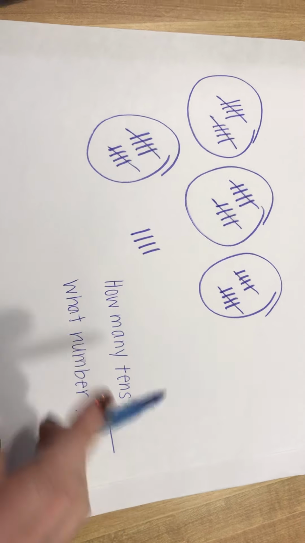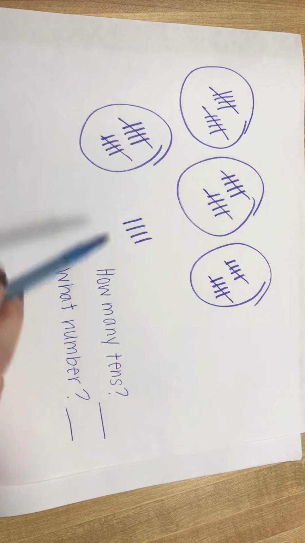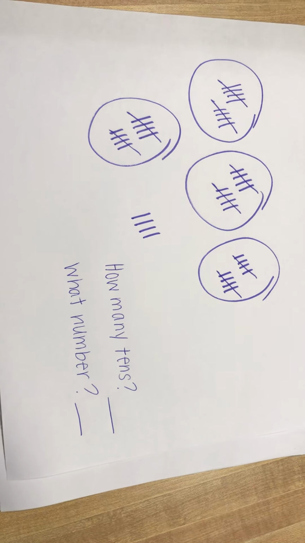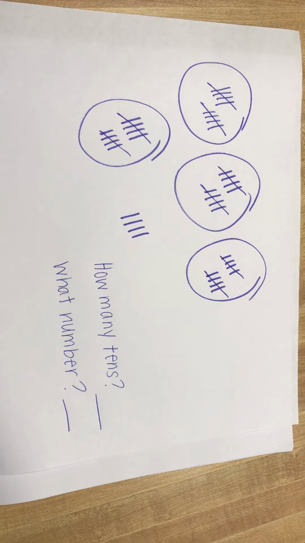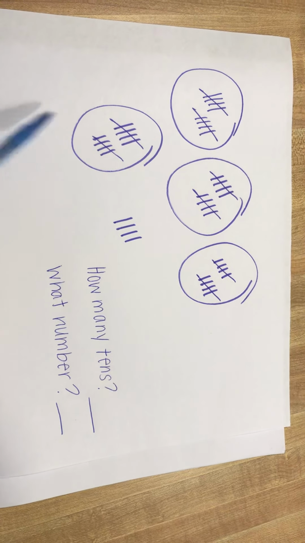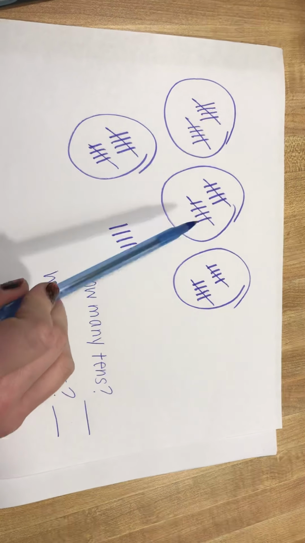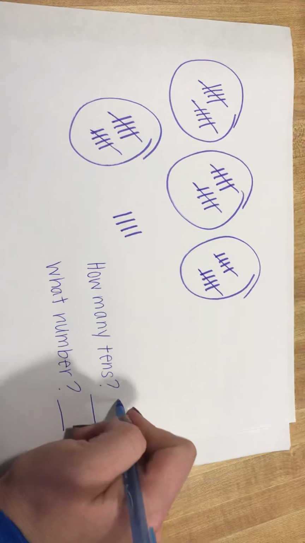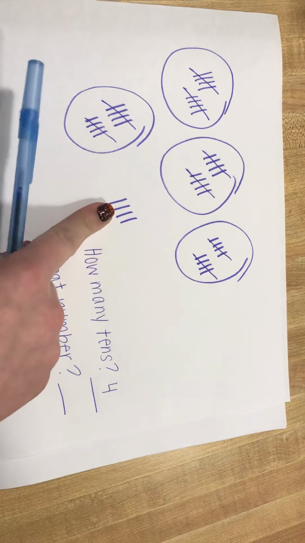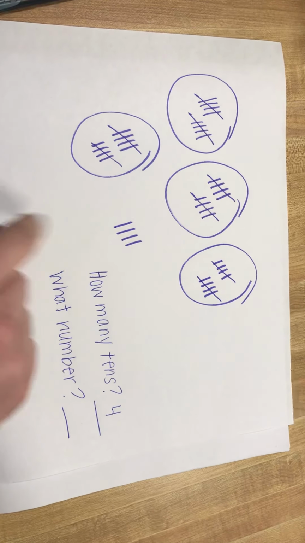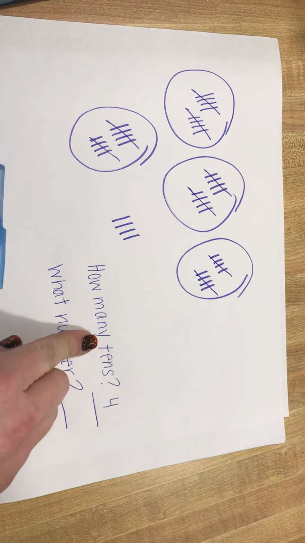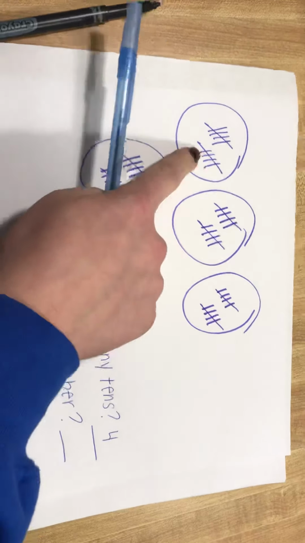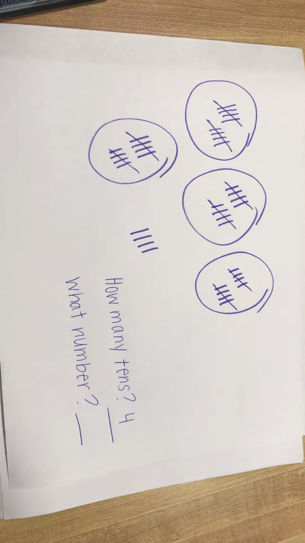So here, if you asked your child how many tens are in this number, they should stop and think, all right, I need 10 ones for one group of tens. So 1, 2, 3, 4 tens. Now there are 4 ones left over. So that was not asking them what number this is. This is strictly how many tens are in the number.